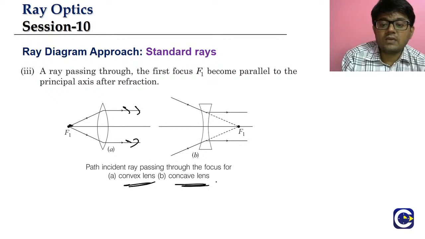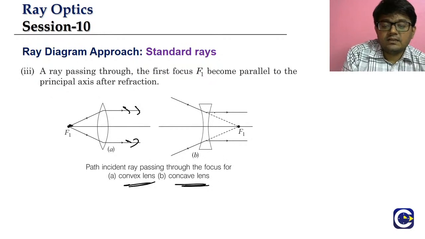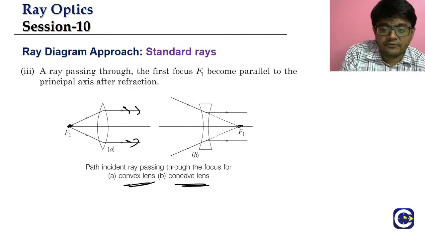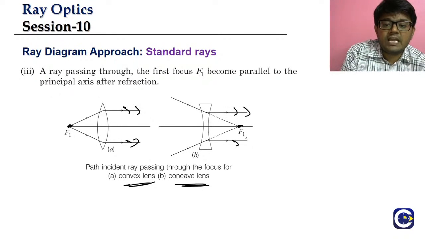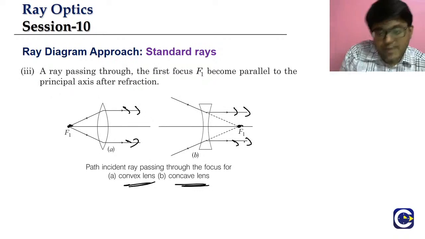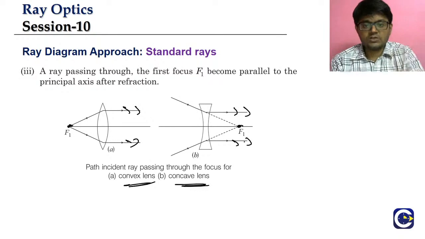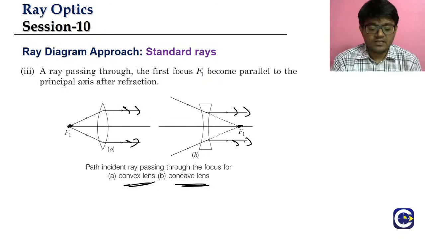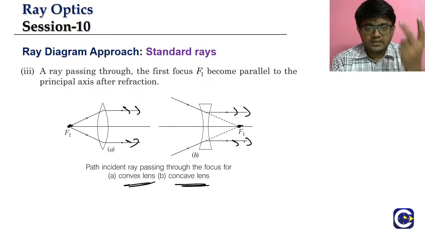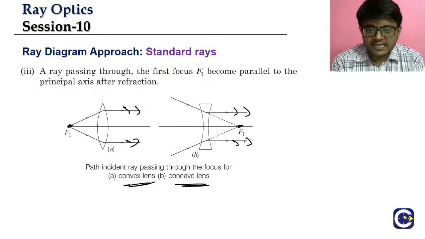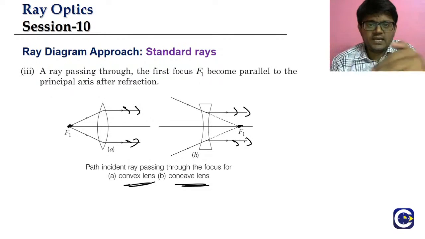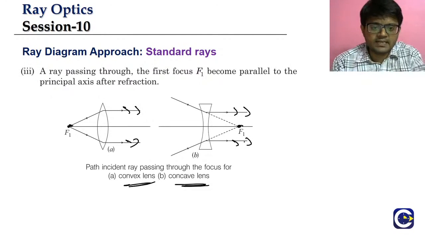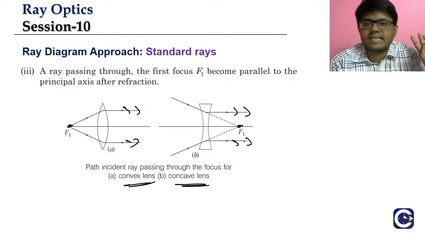In case of a concave lens, if we send incident light rays pointing at F1, then after refraction they will emerge parallel. So this is also the definition of F1. If you look at the standard rays, they come from the definition of F1, the definition of F2, and the third standard ray: if you pass a ray incident on the optical center, it will just go undeviated. These are the three standard rays.